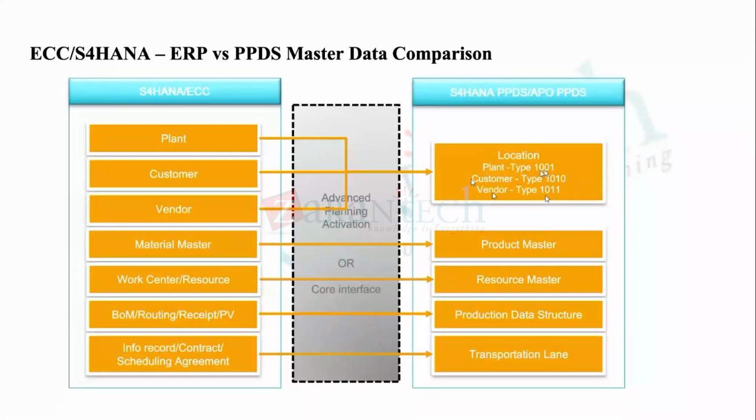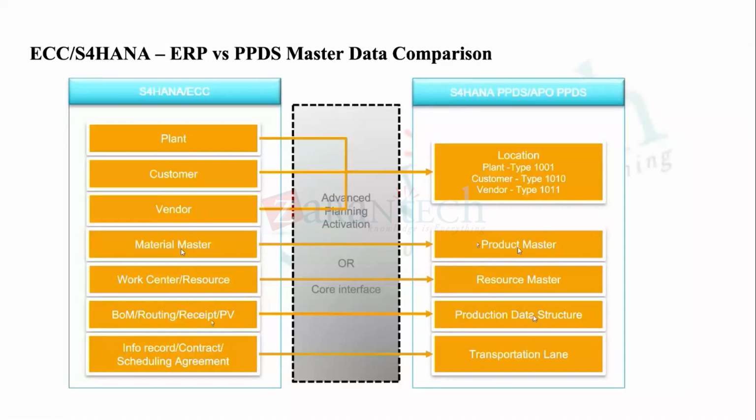Then there is material master, which becomes a product master, correct? With the differentiated transactions, we access material master on S4 via MM01, 02, 03 transactions and product master via the /SAPAPO/MAT1 transaction. Then there is work center or resource on S4 that becomes a resource master on PPDS side. Then there is this complicated master data called BOM, routing slash recipe and production version, which becomes the PDS, but more of it coming soon.